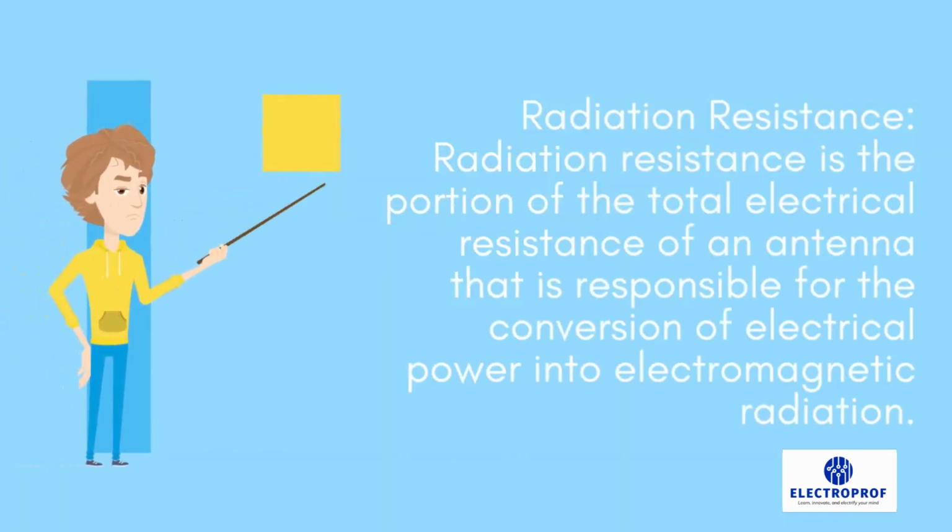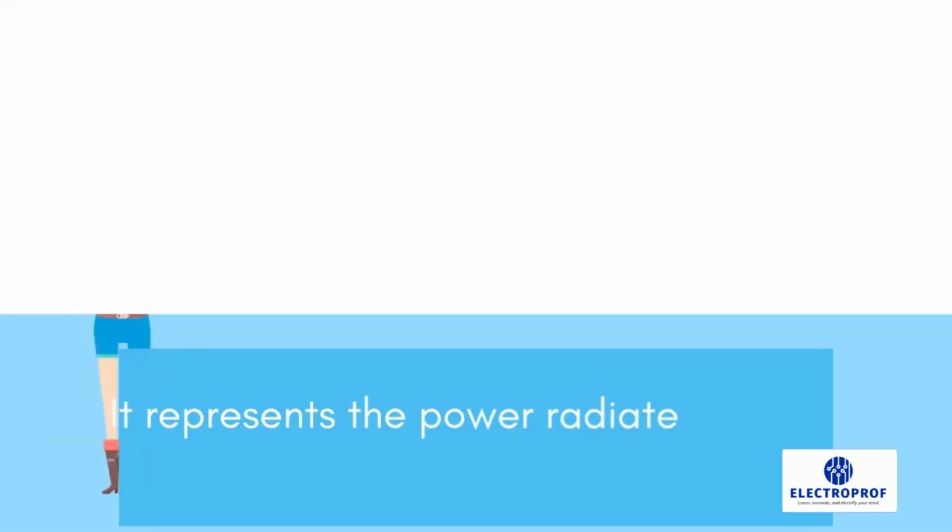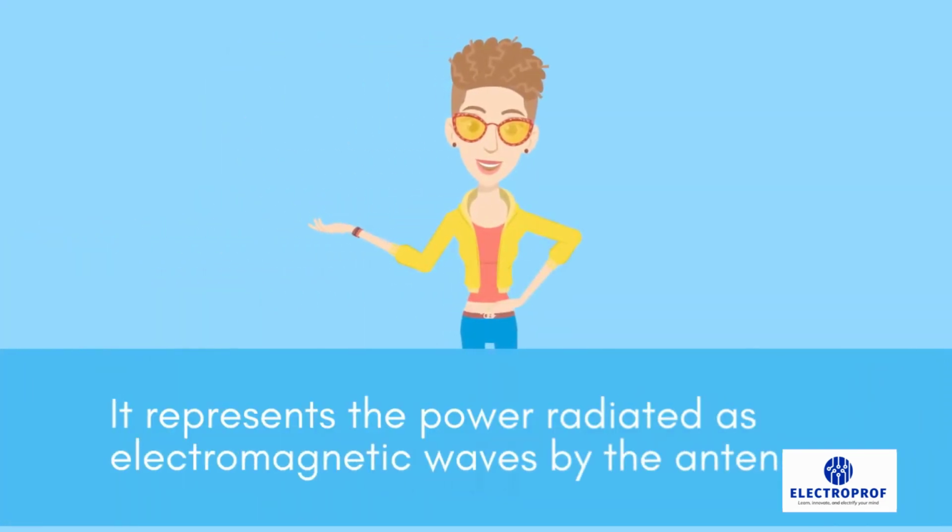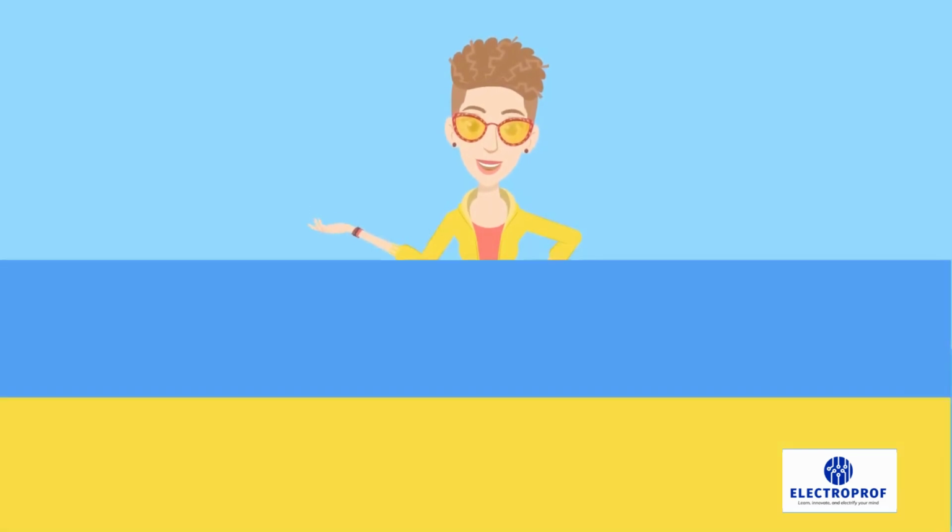Radiation resistance. Radiation resistance is the portion of the total electrical resistance of an antenna that is responsible for the conversion of electrical power into electromagnetic radiation. It represents the power radiated as electromagnetic waves by the antenna.